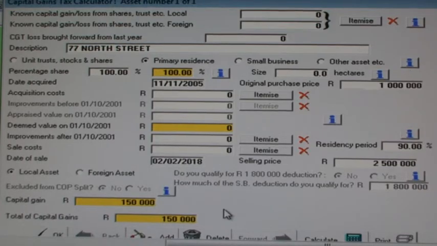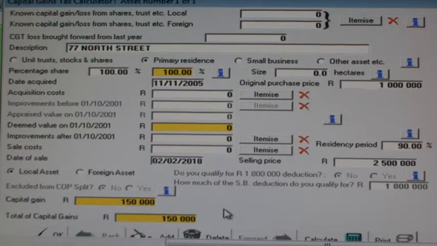We can see we had residence for 90% of the time and we were non-resident for 10% of the time. If 90% of the profit was less than the 2 million rand primary residence exclusion, and we can see that 90% of 1.5 million is less than 2 million, then we ignore the primary residence exclusion and our gain is 10% non-residency period of the profit, which is 150,000 rand.